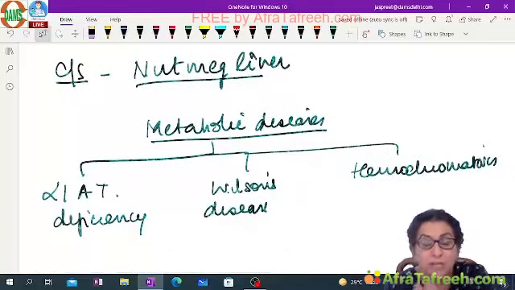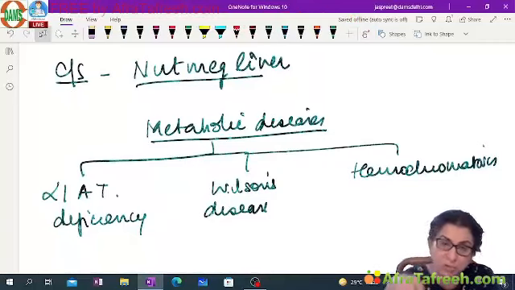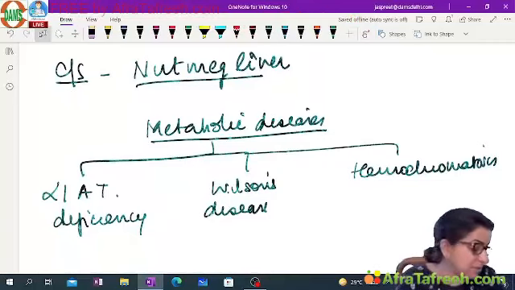Yes, nutmeg means supari. If you look at the cut section of a supari, you will see light and dark areas. So that is nutmeg liver.